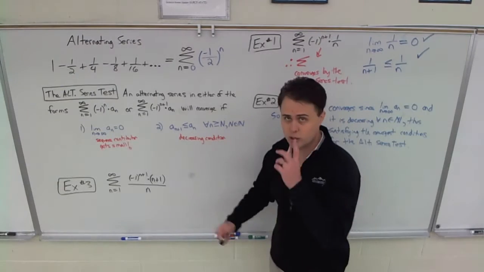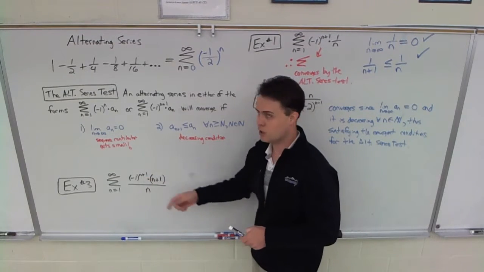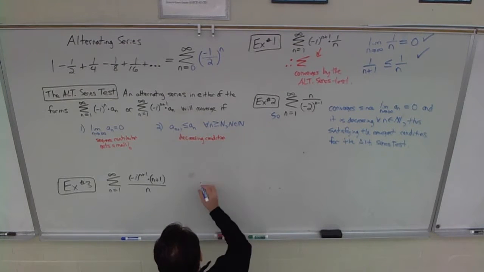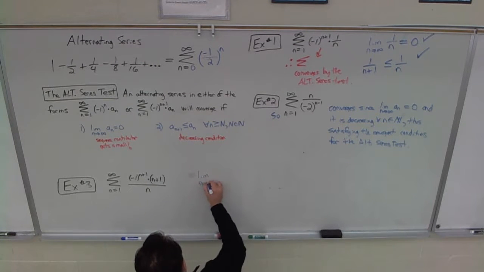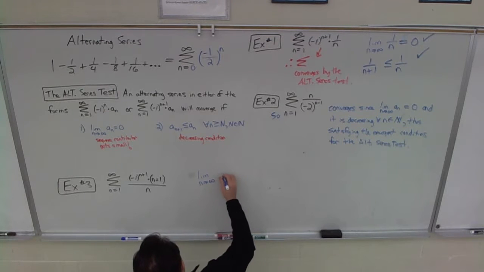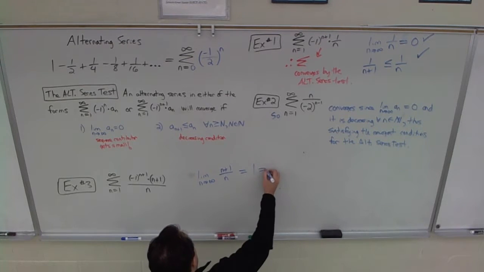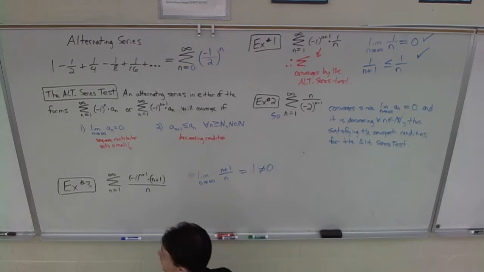So this last one is already good to go, right? We've got the alternating terms separated out. It's clearly an alternating series. We could take the limit of the sequence. Now the limit of the sequence here is 1. That's not equal to 0. So already I can see that this fails the alternating series test.